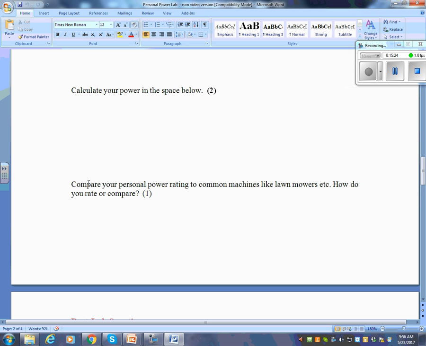And then this is one that every kid always forgets. Compare your personal power rating to common machines like lawnmowers. So go on the Canadian Tire website, find out how much a lawnmower is. Say, I'm about the same power as a lawnmower, or I'm about the same power as an 8-horse snowblower, or a pair of hand shears. Whatever, right? It's got to be a machine. This is not coconuts.